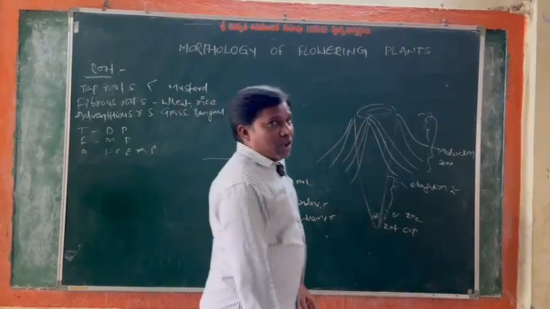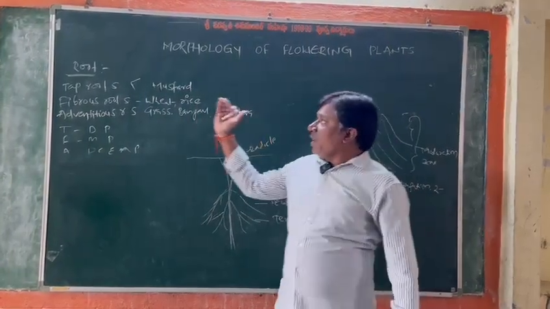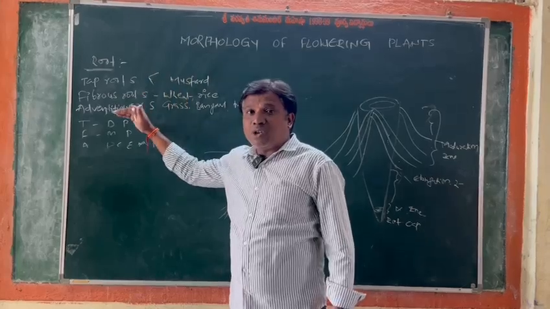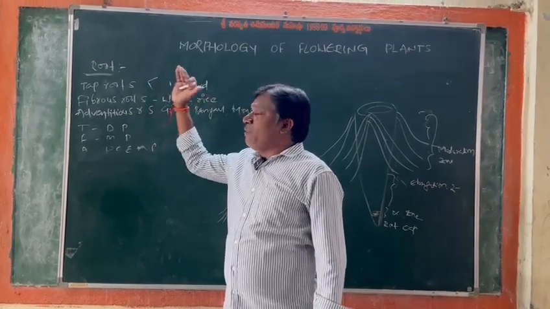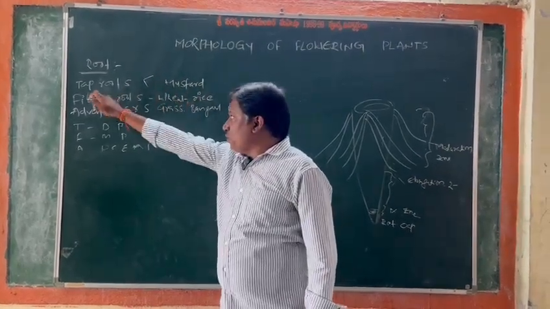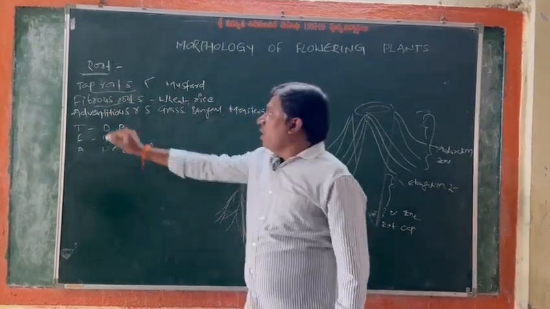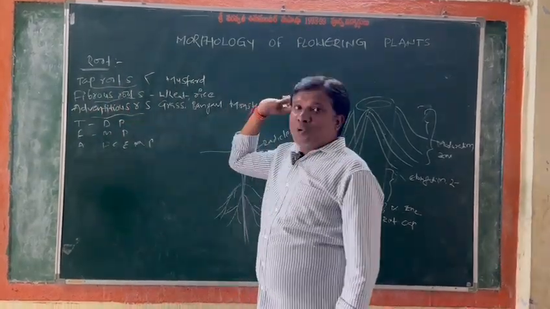So what is meant by root? Different types of root systems are there. What we call taproot system, fibrous root system, and adventitious root system. The first one is taproot system, the second one is fibrous root system, the third one is adventitious root system.